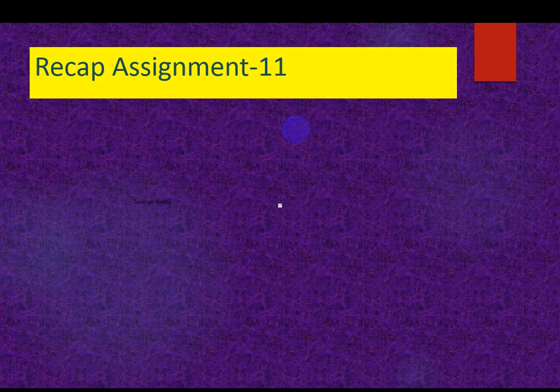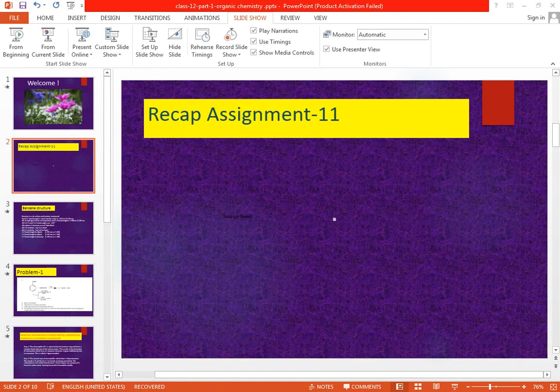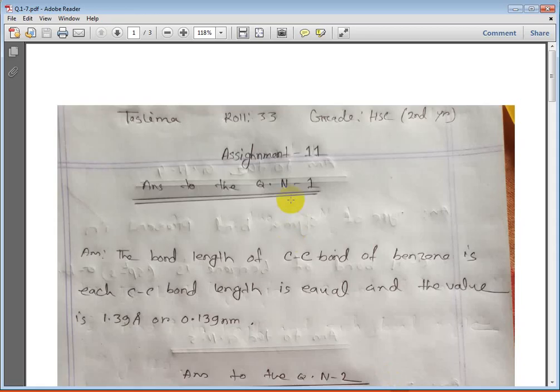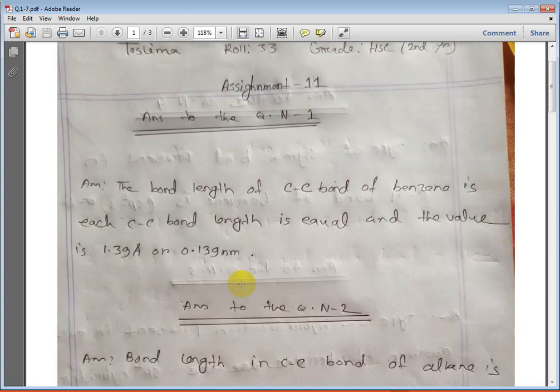Our recap of assignment 11. At first I am showing this assignment 11. It was a question: the carbon-carbon bond length in benzene. Each carbon-carbon bond length in benzene is 1.39 angstrom or 0.139 nanometer.